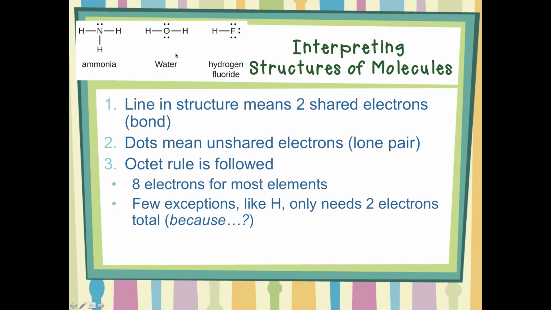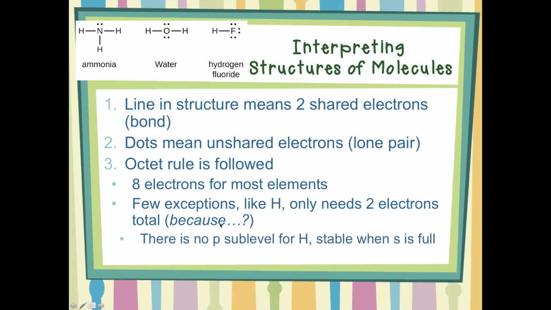There are a few exceptions to the octet rule. Hydrogen is the one that you will see the most, and it only needs 2 electrons to be stable. Think about why that might be. Think about where the octet or the 8 rule comes from. Remember, it's from the S and P sublevels being full. So the nitrogen and the oxygen and the fluorine, they want to have a full S and P sublevel. That's where the 8 electrons come from.